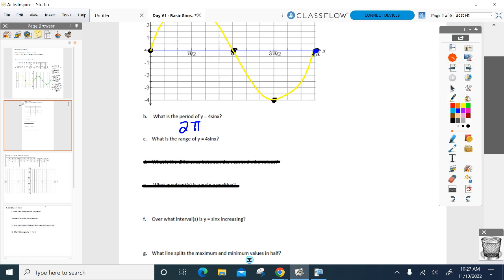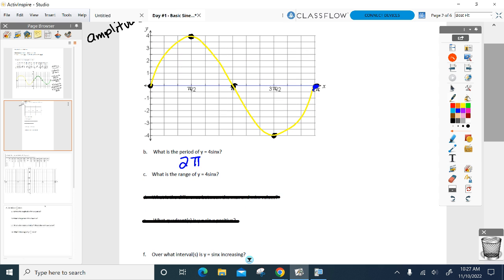All right, let's go back to Algebra 2A last year. Range was your what values? Range were your y values. So you tell me, y values, from what to what does this graph go?